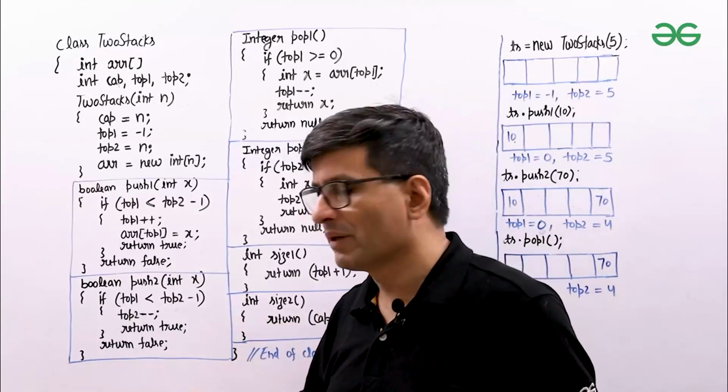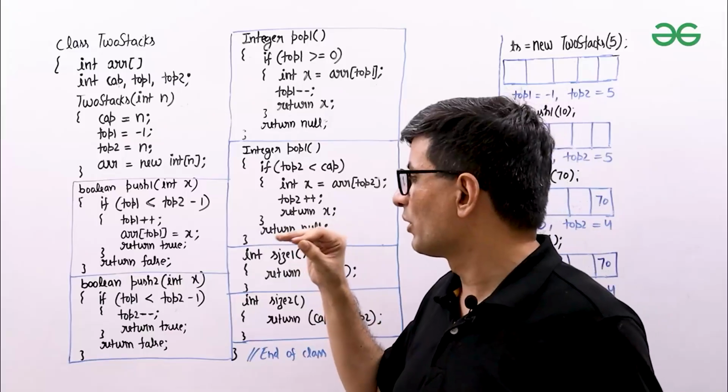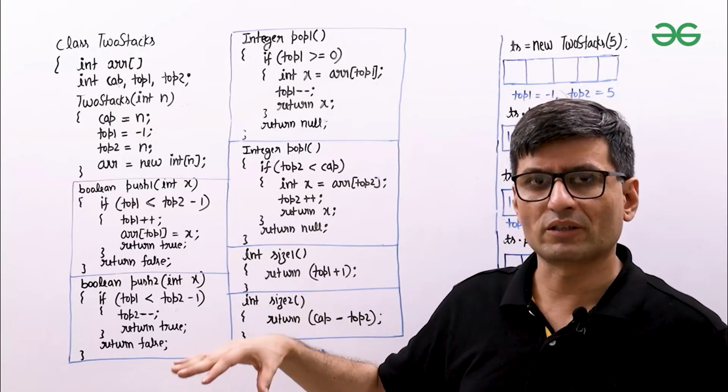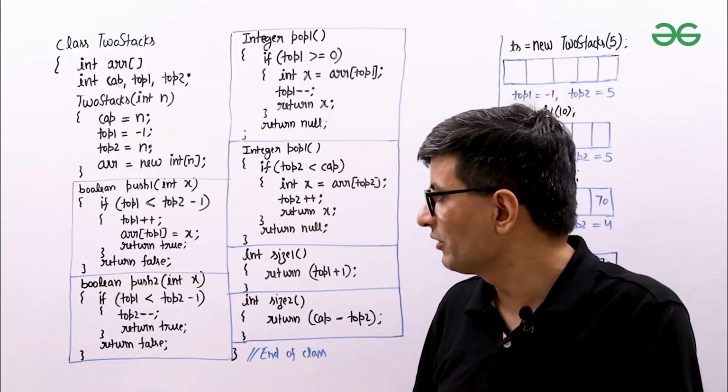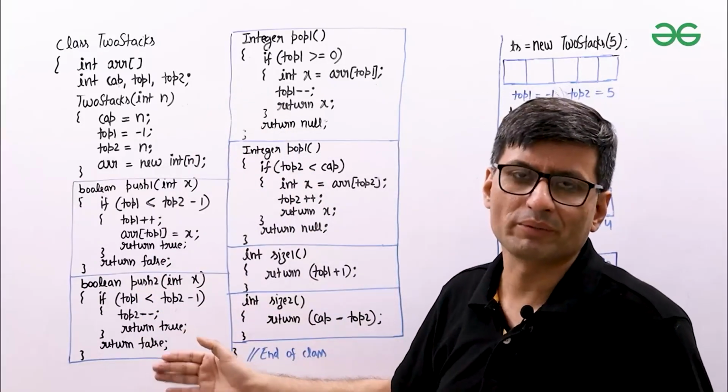So this is the implementation. The time complexity of every operation is clearly big O of 1 here. If you wish to refer to the C++ code, you can refer to the link in the description of this video. There are some minor changes. With those changes, we can do the C++ implementation as well.